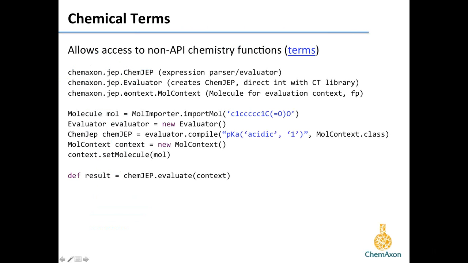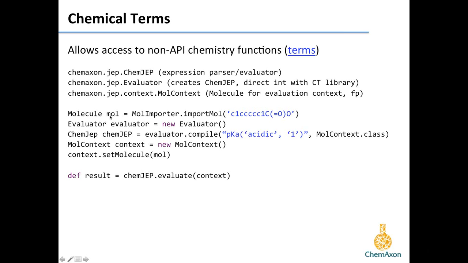So if we were going to use this in the scripting facet, there's a couple components that we need. One is a ChemJEP, which is our expression parser and evaluator. However, we also need an evaluator object, and this is the thing that actually directly interacts with the chemical terms library. So this will create the ChemJEP object and then interact with the library functions itself. And then you also need the mole context, which is the ability to take our molecule for the evaluation context and deal with the fingerprint analysis as well. And this is just a standard little snippet that you'll use if you're accessing chemical terms data.